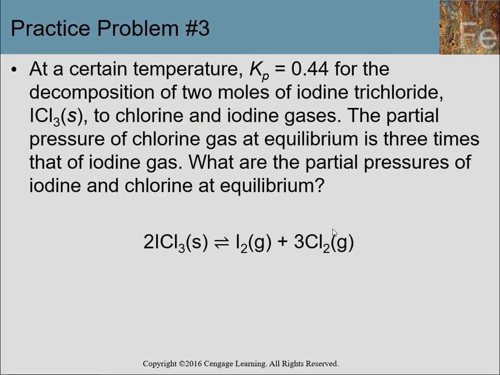Well, because the coefficients are 1 and 3, I know that I'm going to produce 3 times as many moles of chlorine as there are iodine, and that's because of the stoichiometric relationship. With that being said, pretty simple, jump to the end of the story. What's the partial pressure of everything at equilibrium? Okay, let's look at it.